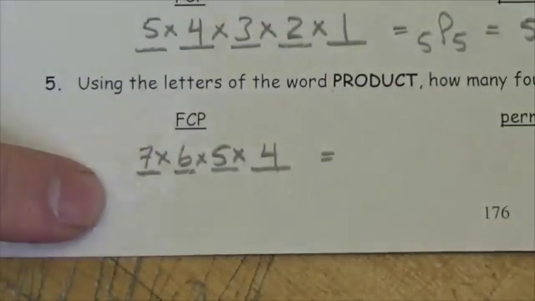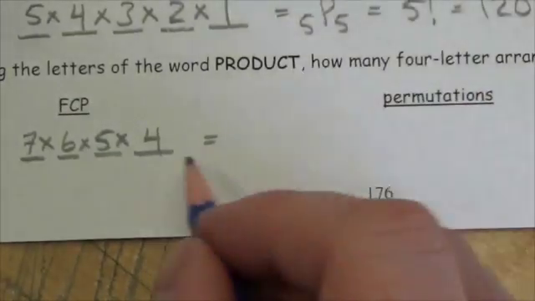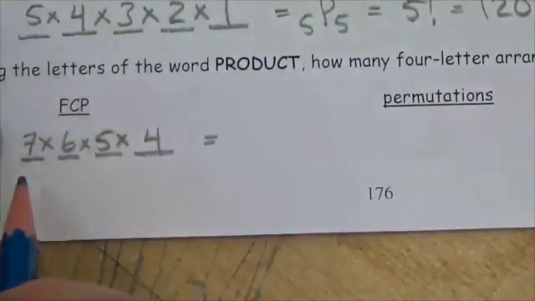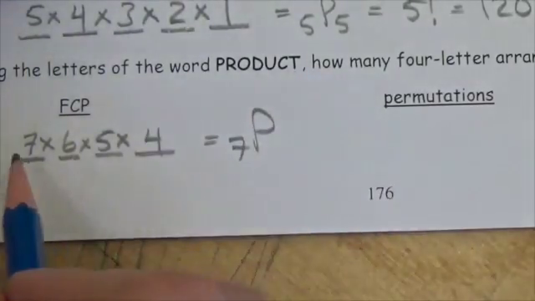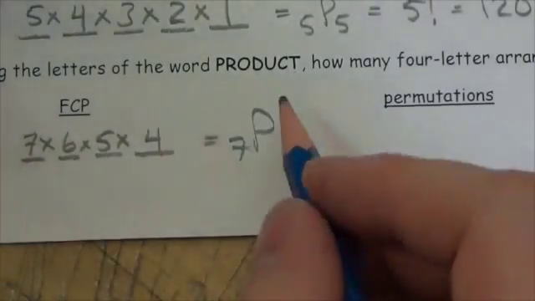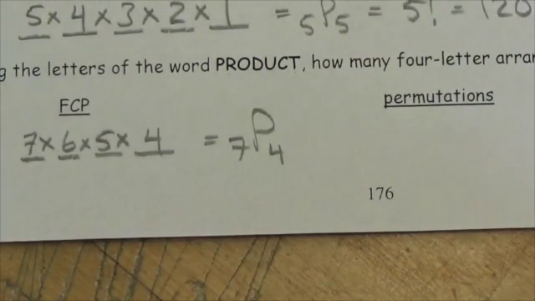Now, using permutations, the permutation notation, I'll just do it over here. Take a look at what this is. I'm starting with the number 7, so this is going to be 7 permute, and I'm only going down 1, 2, 3, 4 factors, so 7P4. And then I can just go to my calculator and evaluate that.